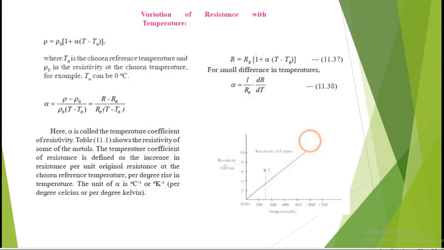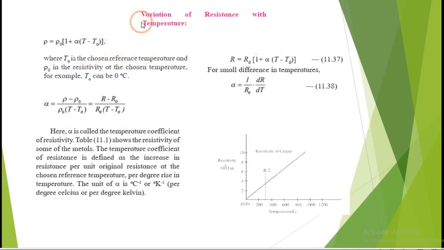Next point. Now we are going to discuss variation of resistance with temperature. Resistivity of a material varies with temperature. It is a basic property of any material. The variation is linear over a certain range of temperature. The linear relation between them can be expressed as rho is equal to rho naught in bracket 1 plus alpha into T minus T naught.